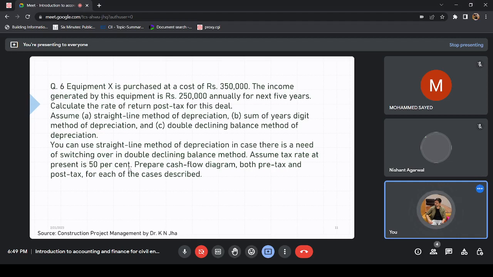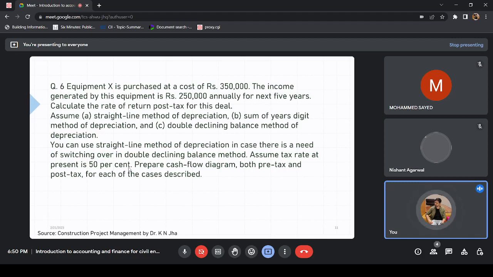Equipment is purchased at a cost of rupees 3,50,000. The income generated by the equipment is 2,50,000 annually for next 5 years. You can see that it is quite lucrative deal. Calculate the rate of return post tax for this deal, and we have to do it by each of the three depreciation methods and have a switch over, prepare a cash flow for both pre-tax, post-tax. That is a quite detailed question.